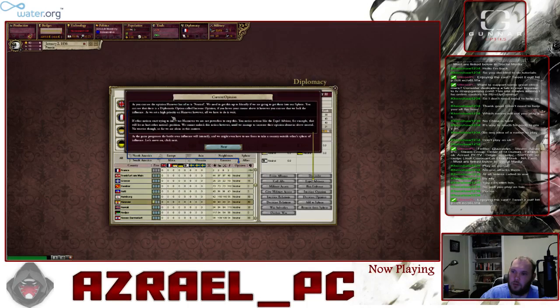Hanover. Increase the priority. As you can see, the opinion of Hanover as of us is neutral. We need to get this up to friendly if we're going to get them into the sphere. You can see that there is a diplomatic option called Increase Opinion. If you hover over it, I have 0 of the 50 needed. You can see we lack influence. As we set a high priority on Hanover, however, all we have to do is wait.